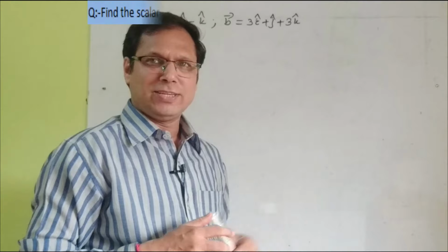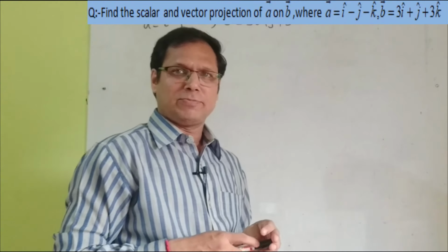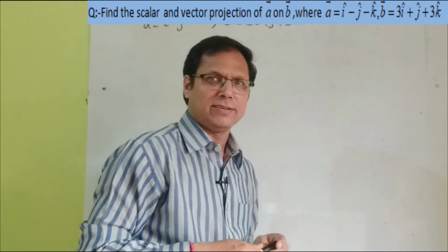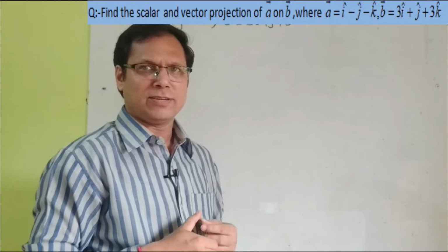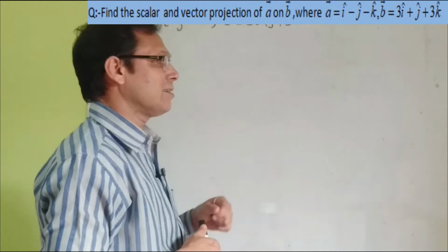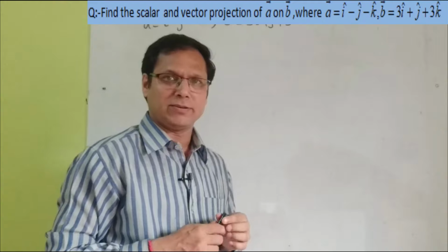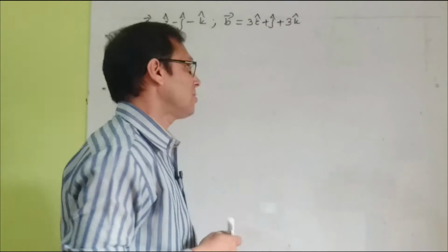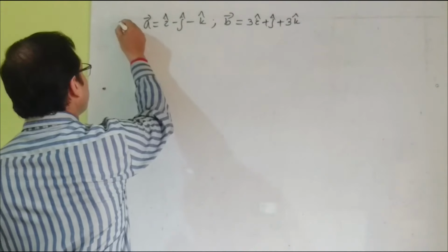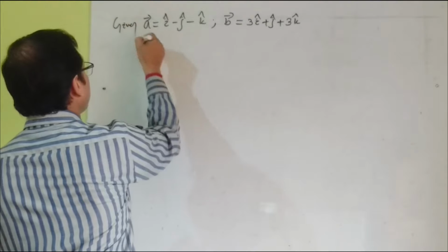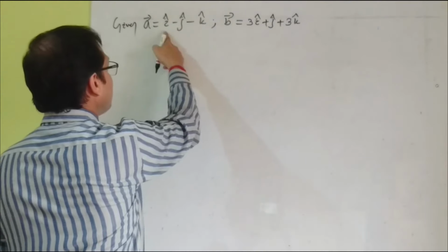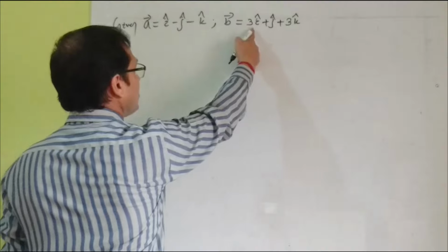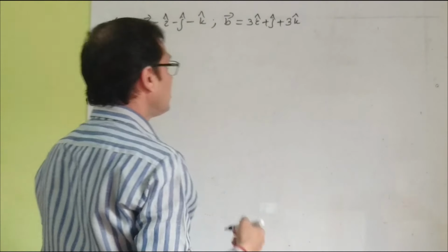Now we'll take one question related to scalar projection and vector projection. He is asking to find the scalar projection and vector projection of A vector on B vector. A vector is given and B vector is also given. First you write the given condition: A vector is equal to i cap minus j cap minus k cap, B vector is equal to 3i cap plus j cap plus 3k cap.